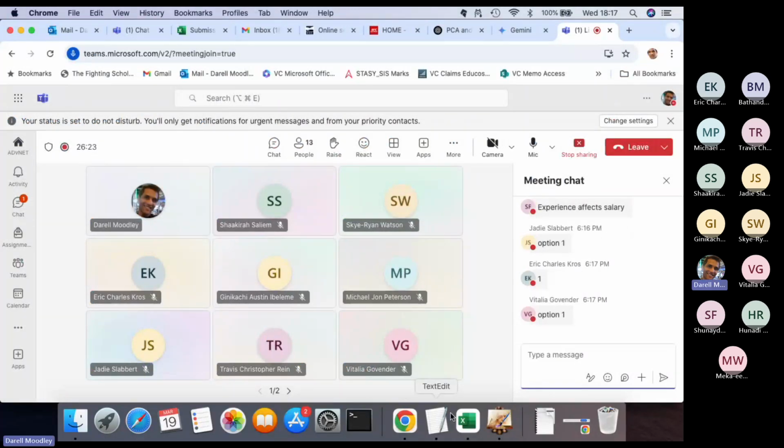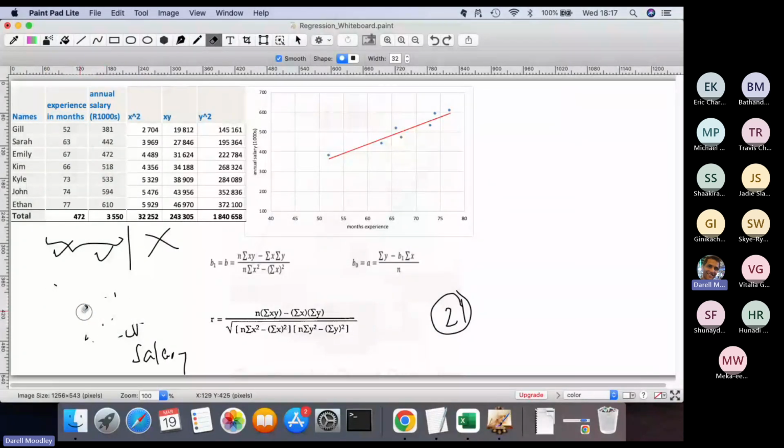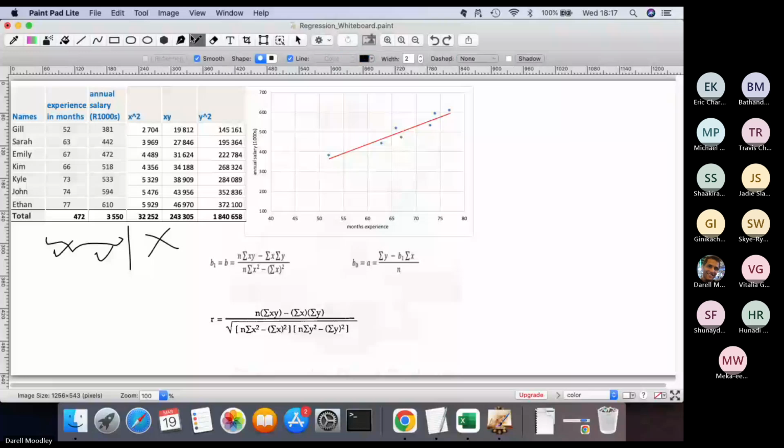All right, good. I think everyone's in agreement. Exactly, your experience is what dictates your salary. And why that's important is because that will tell you which is your x and which is your y variable. In other words, experience is your x, the variable that affects the other variable. So x is your experience, and your y would have to be the other one. That's your salary.